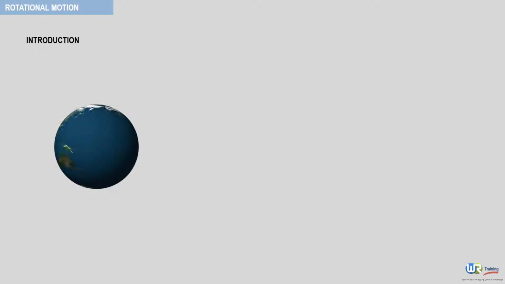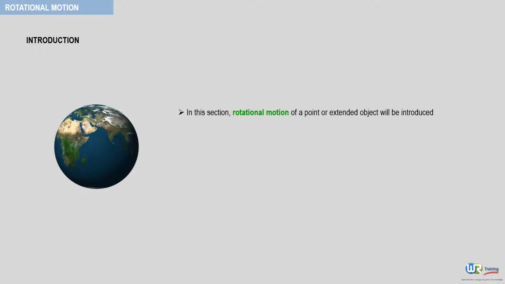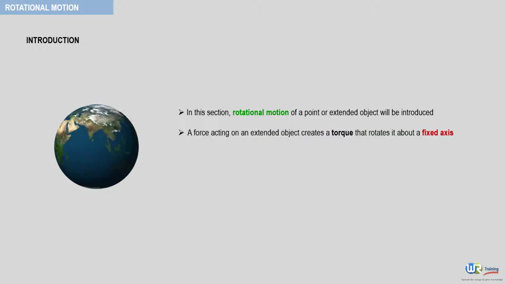Translational motion and circular motion, uniform and non-uniform, were discussed in sections 3 and 4. In this section, rotational motion will be introduced. A force acting on an extended object creates a torque that rotates it about a fixed axis.